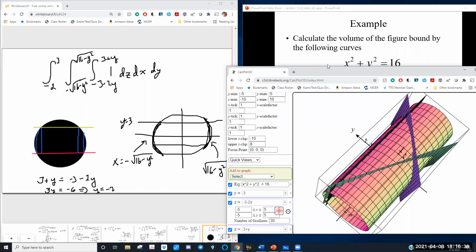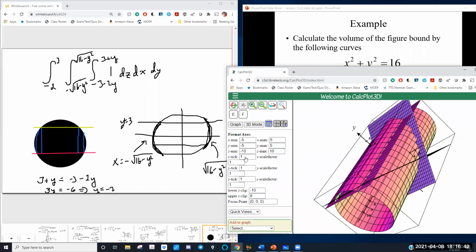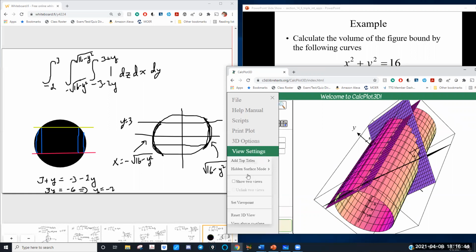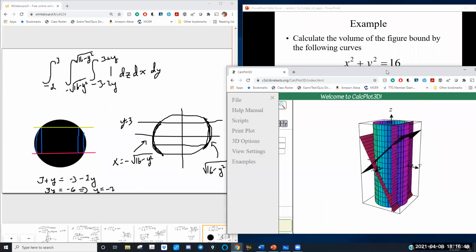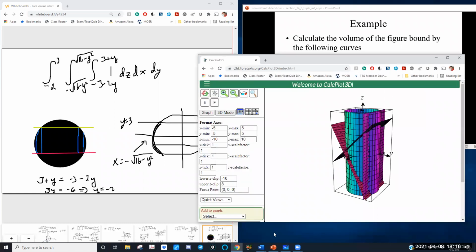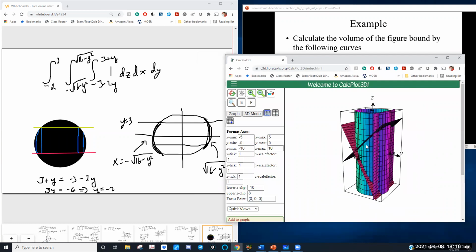All right, let's just reset that because otherwise it's just going to keep floating around like a space station. So that will give us the volume of this encapsulated solid. Other questions about this one?